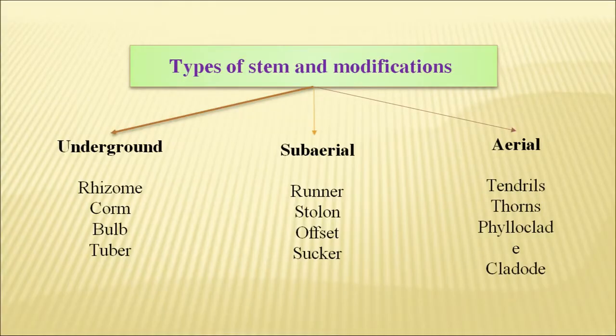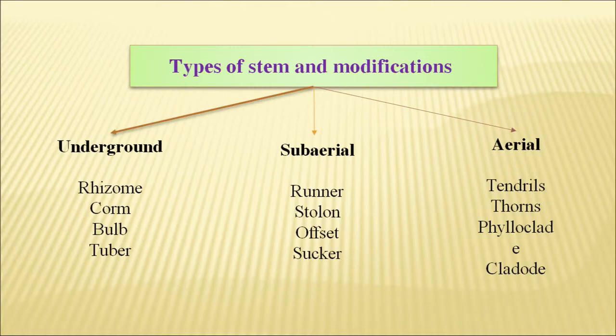So, we shall now try to see the types of stem and the kind of modifications they have. Underground stem is of 4 types: rhizomes, corm, bulb and tubers, and subaerial stems are runner, stolon, offset and suckers. Subaerial means at times they are in the air, at times they go underground, and aerial, which is completely in the air. Now, I hope you understand all these 3 categories.